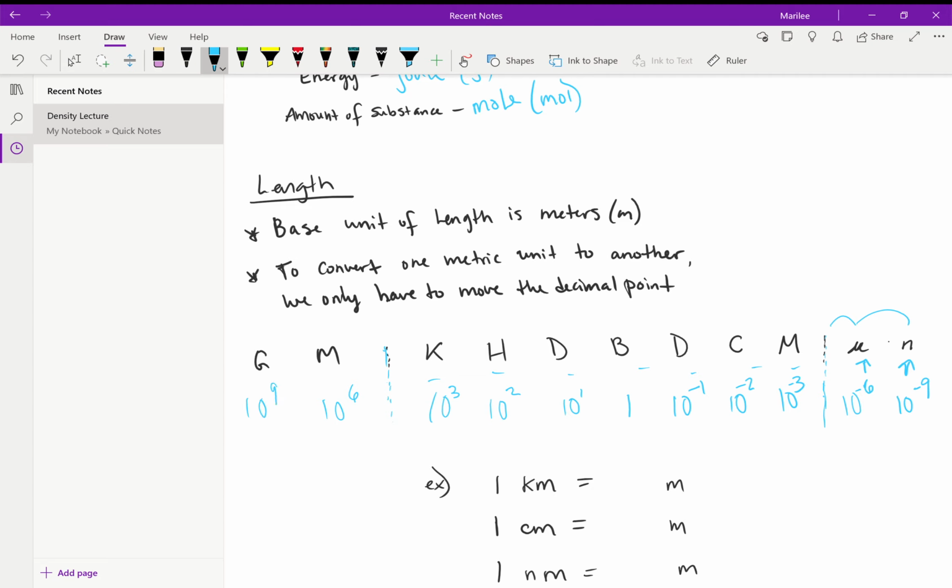So let me write here, we have giga, mega, kilo, hecto, deca. And then this is your base. Could be grams, liters. And then we have deci, centi, milli, micro, and nano.